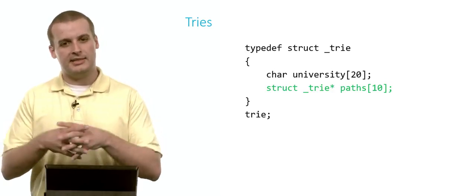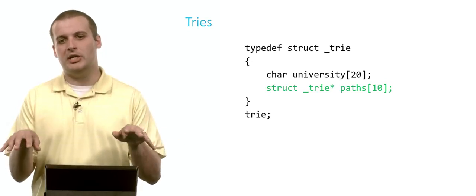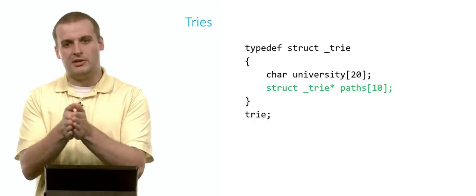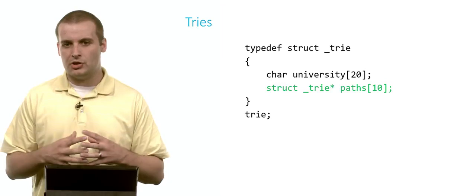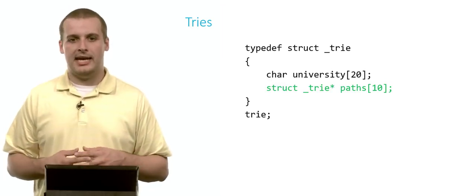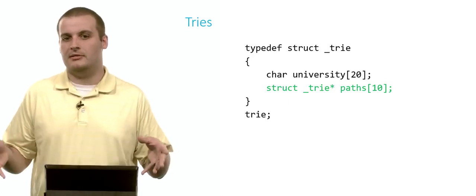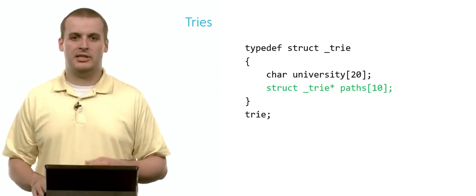So again, this is that concept of everywhere we are, we have 10 possible places we can go. If we see a 0, we go down this branch. If we see a 1, this branch, and so on and so on. If we see a 9, we go down this branch. So at every junction point, we can go 10 possible places. So every node has to contain 10 pointers to 10 other nodes. And the data we're storing is just the name of the university.